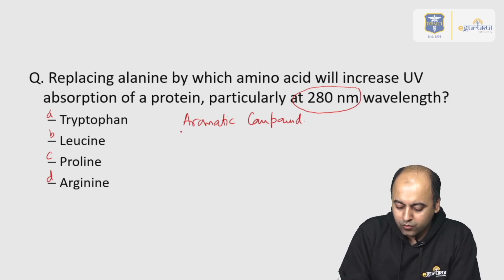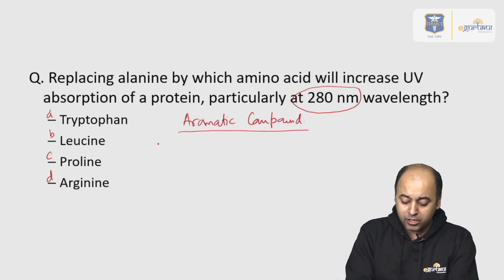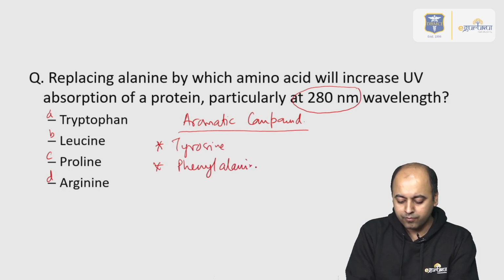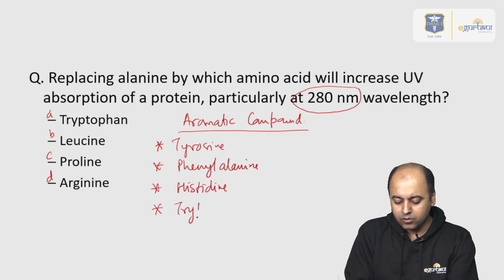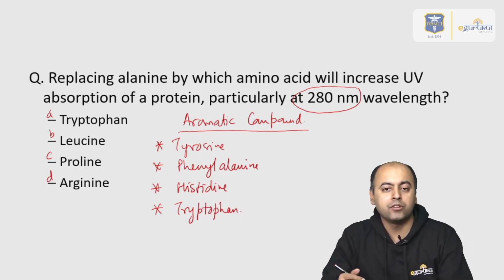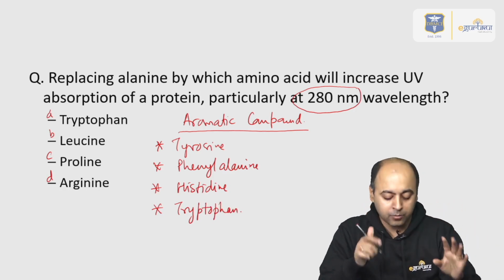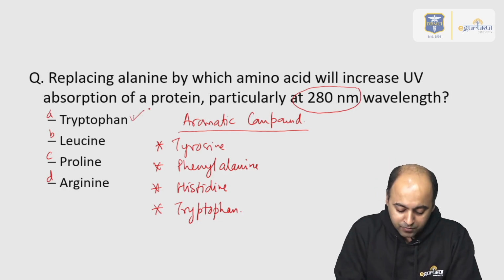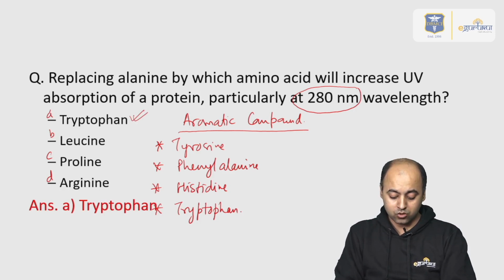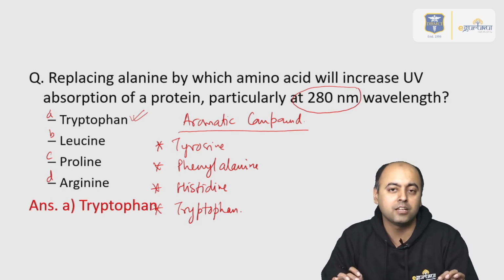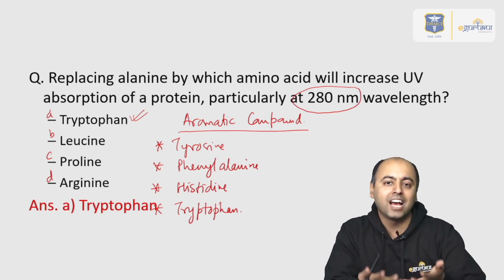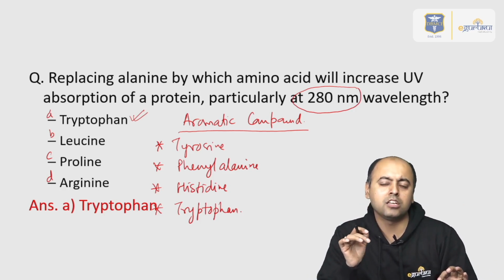So here you should know which are the aromatic amino acids. The aromatic amino acids are tyrosine, phenylalanine, histidine and tryptophan. So if you know the aromatic amino acids, immediately you can give the answer that absorption at 280 nanometer will increase only when we add an aromatic amino acid. Among the given options, the only aromatic amino acid is tryptophan. So the correct answer should be tryptophan. If tryptophan replaces any other amino acid, the resulting protein will have increased absorption at 280 nanometer in the UV range.